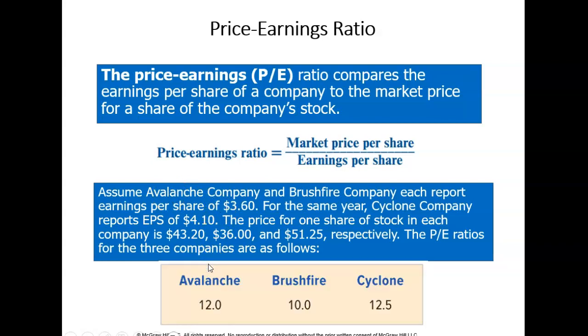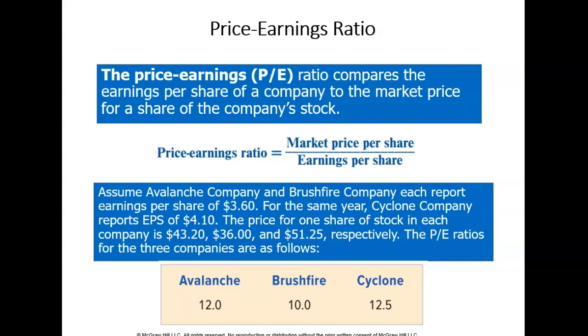To get the price earnings ratio, you'll take the market price per share. So for Avalanche, for example, the market price per share was $43.20. Okay. And their earnings per share was $3.60. So if you take 43.20 and divide that by 3.6, that'll give us a price earning ratio of 12. So what does that mean? It's saying that the current market price is 12 times higher than the earnings per share.